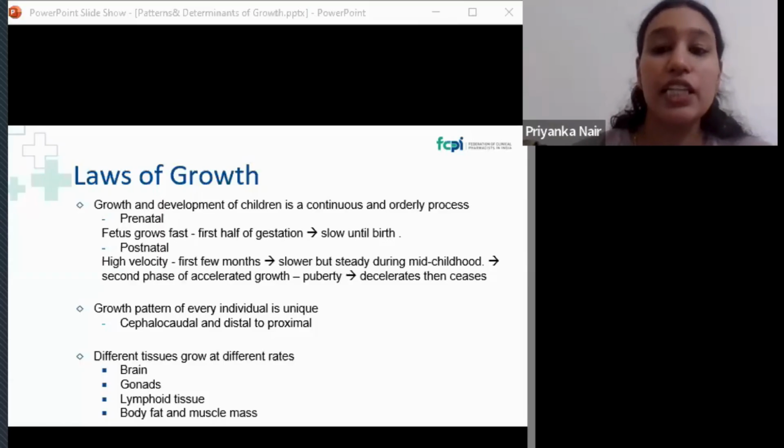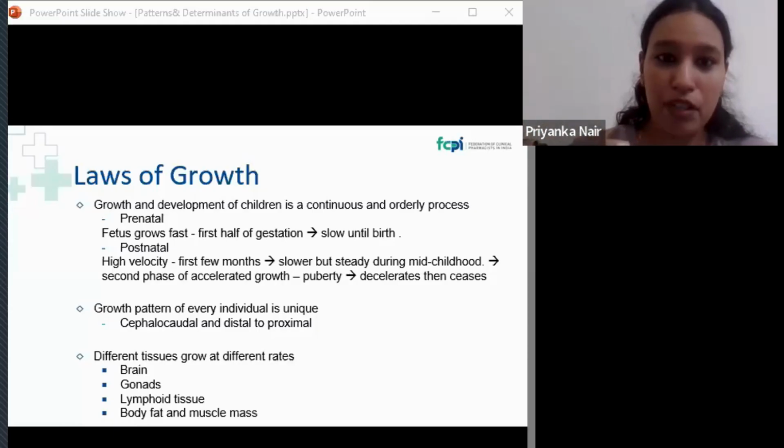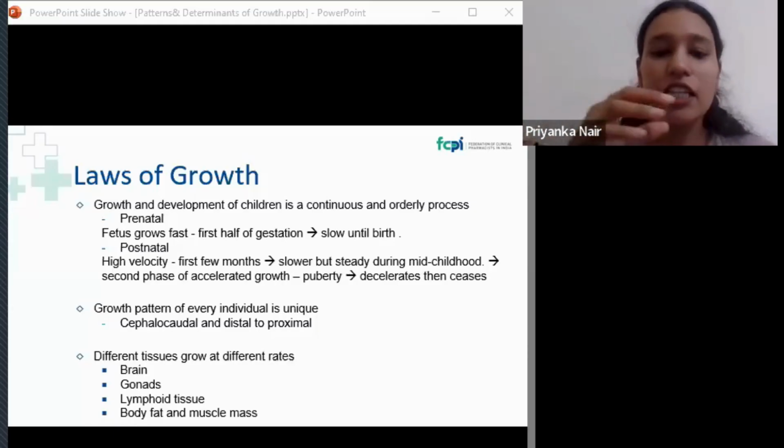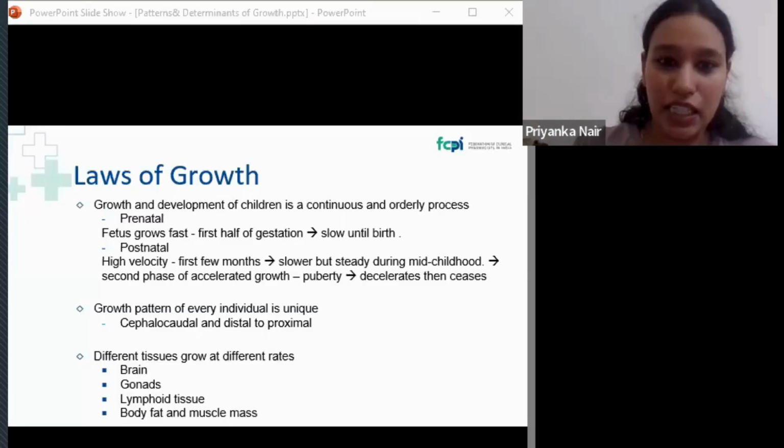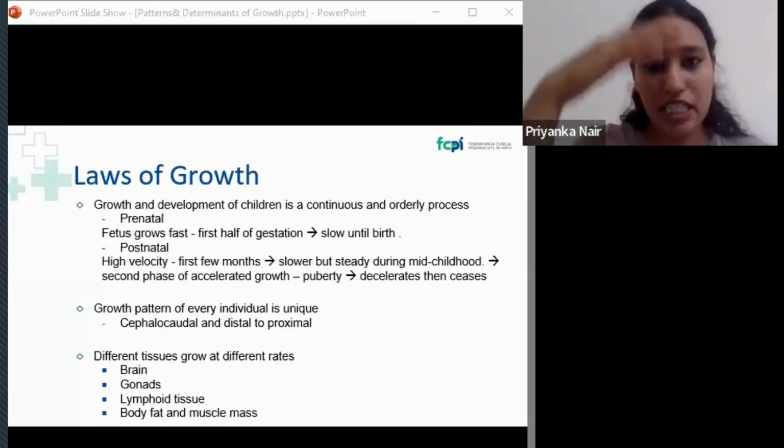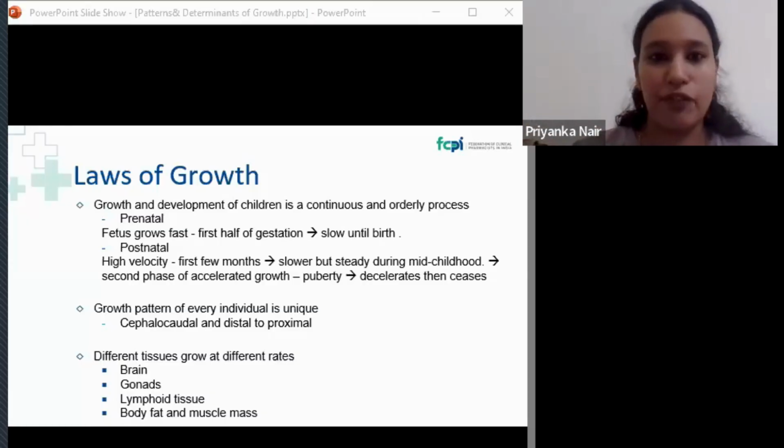The second rule says that the growth of every individual follows a unique growth pattern. That is the cephalocaudal pattern and the distal to proximal pattern. Cephalocaudal means that, especially in the prenatal phase, growth of the head takes place first, and then the trunk followed by the lower body. This is the cephalocaudal growth pattern, or from the top to bottom.